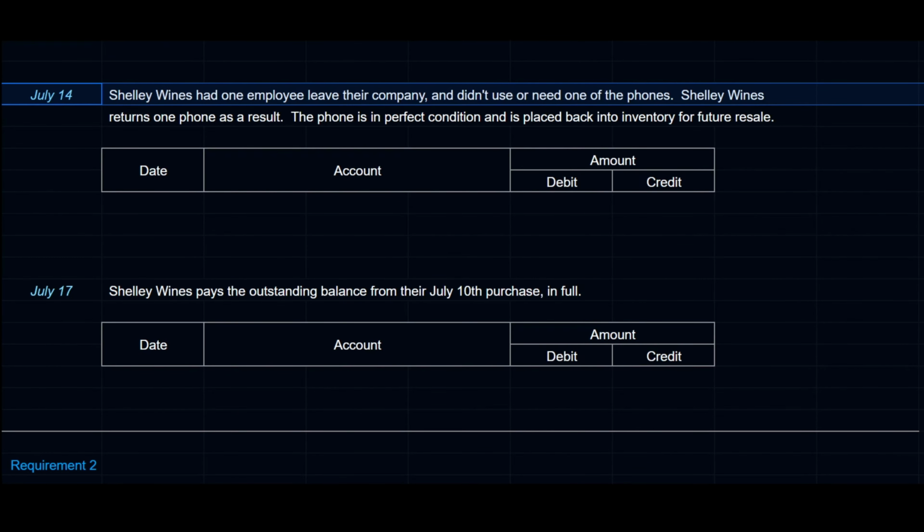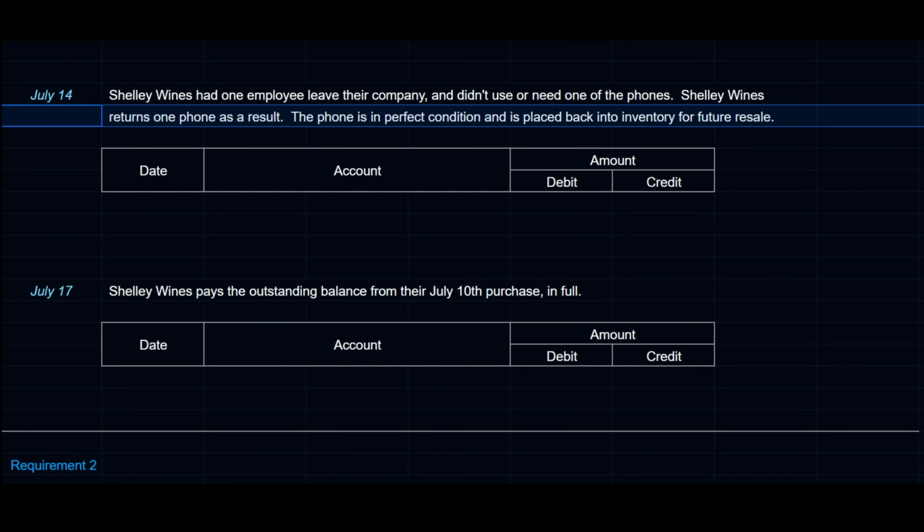On July 14th, Shelly Wines had one employee leave their company and didn't use or need one of the phones. Shelly Wines returns one of the phones as a result. The phone is in perfect condition and is placed back into inventory for future resale. This indicates to us that the phone that is being returned is not the same phone that had an allowance granted on it. It's a different phone. It's going to get put right back into inventory.